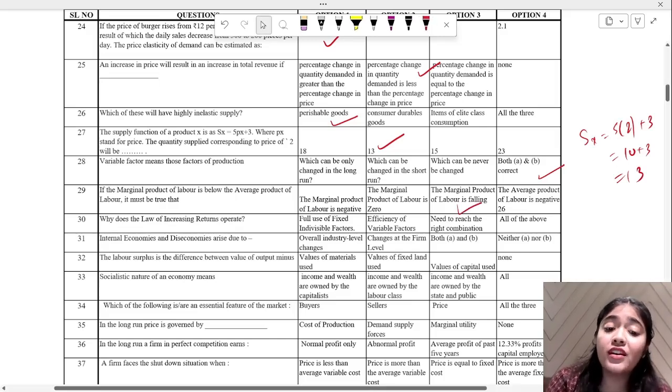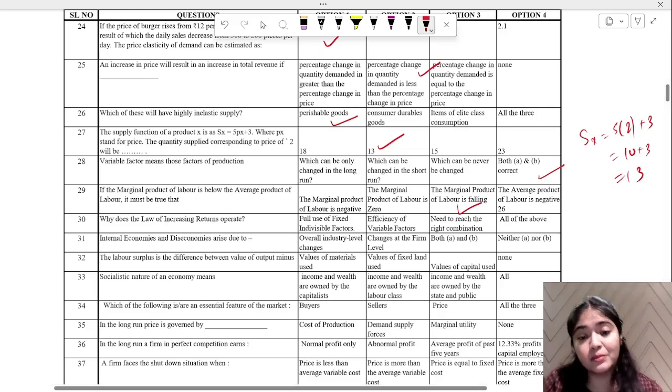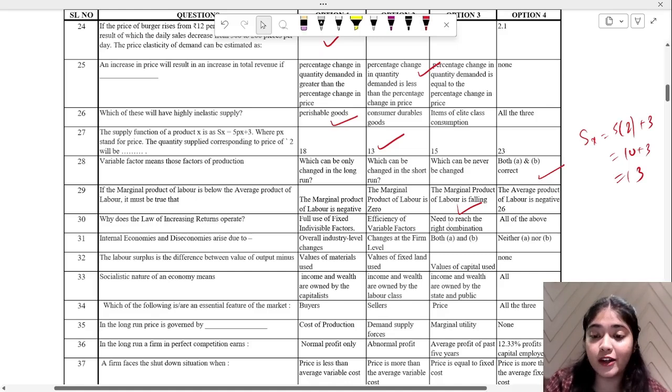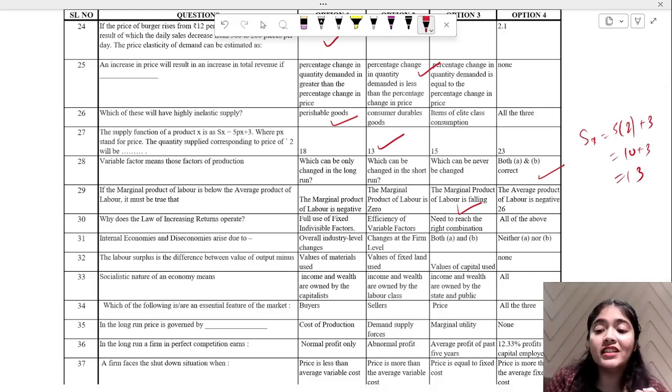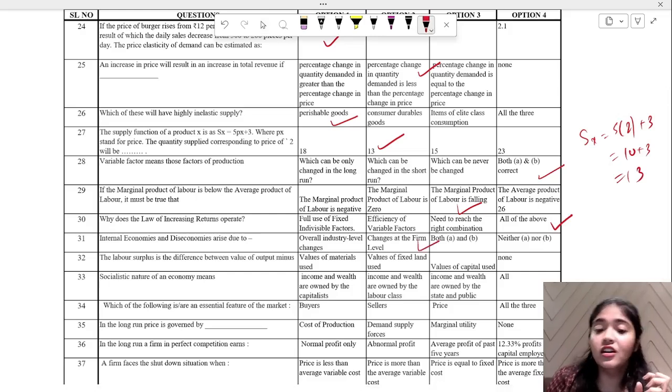Why does the law of increasing returns operate? Why does it operate? Tell me. Full use of fixed indivisible factors, efficiency of variable factors, need to reach the right combination. Yes, due to all these reasons, the law of increasing returns operates. Internal economies and diseconomies arise due to overall industry level changes, changes at the firm level, both A and B, neither A nor B. Yes, what is it? Yeah, what they've said, internal means your firm level, changes at the firm level.